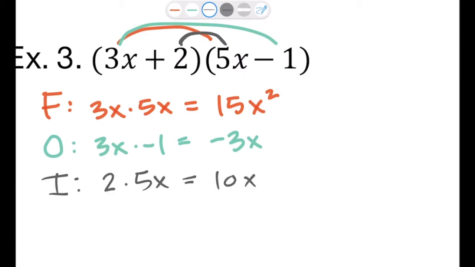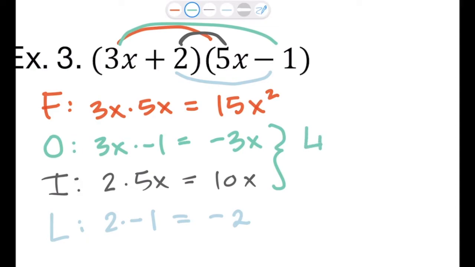And finally, we're going to multiply the last terms in the parentheses. So 2 times negative 1 is negative 2. Now be careful, look right here. Those are like terms.